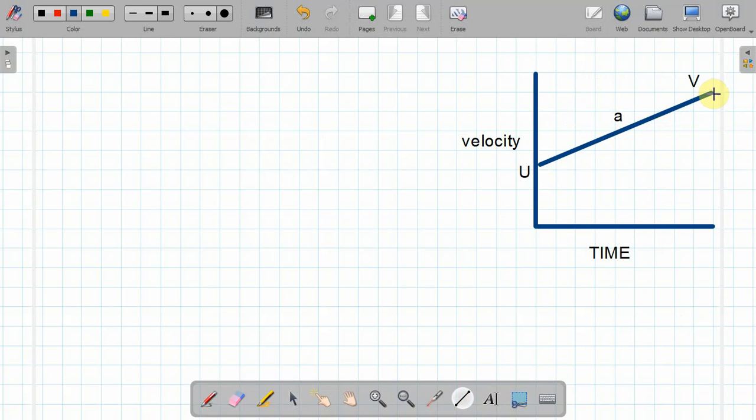Now we have to derive with this set of information. What you should do, you drop a perpendicular from this point to the x-axis, that is the time axis, and from this point you again draw one perpendicular. Okay, so this is the scenario that will come. Now here this angle we have to label as theta.